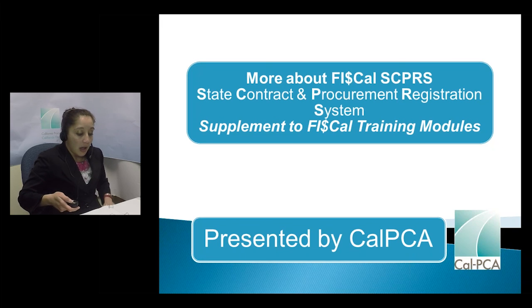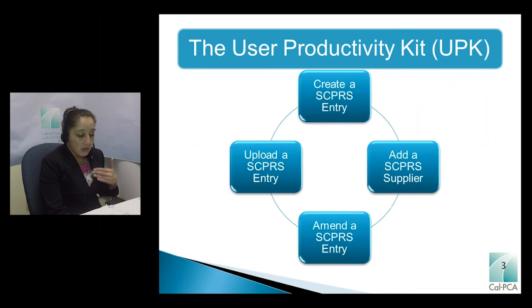Now, the UPKs, I like them because they give you a good familiarity with what the system's going to look like, what the system's going to ask you for. The UPKs related to Scprs cover creating a Scprs entry, adding a Scprs supplier, amending a Scprs entry, and uploading a Scprs entry. Now, most of these processes for Scprs may sound and even look familiar to you because they are similar to what we've done in BitSync. The only real thing that's changing is the system we're inputting these in.